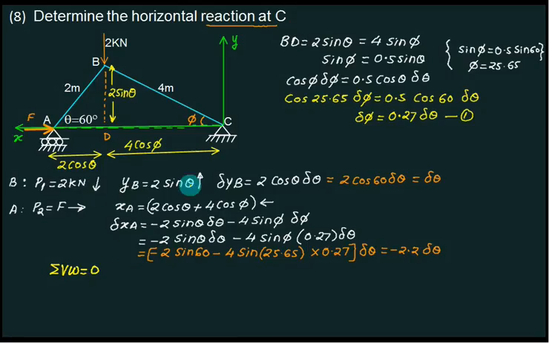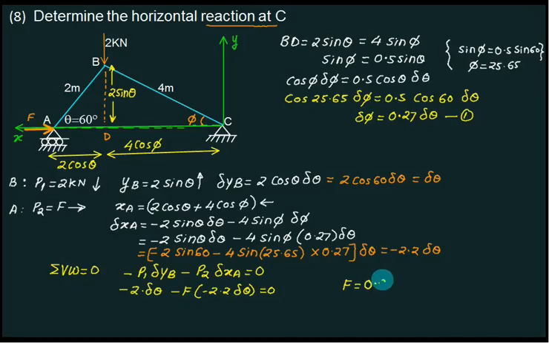This is downward, this is upward. First quantity is negative. This one is rightward, this one is leftward, negative. Now substitute and solve. So what is F? So the answer is 0.909 kilonewton.